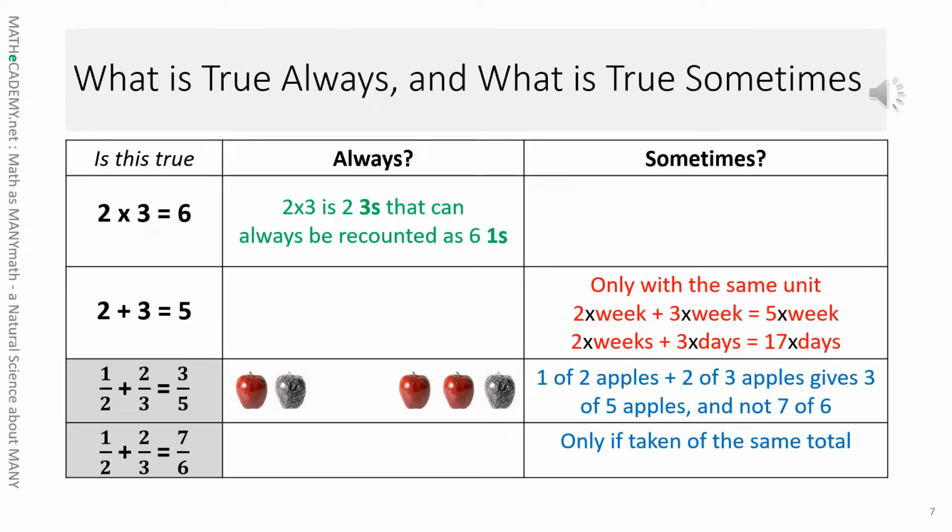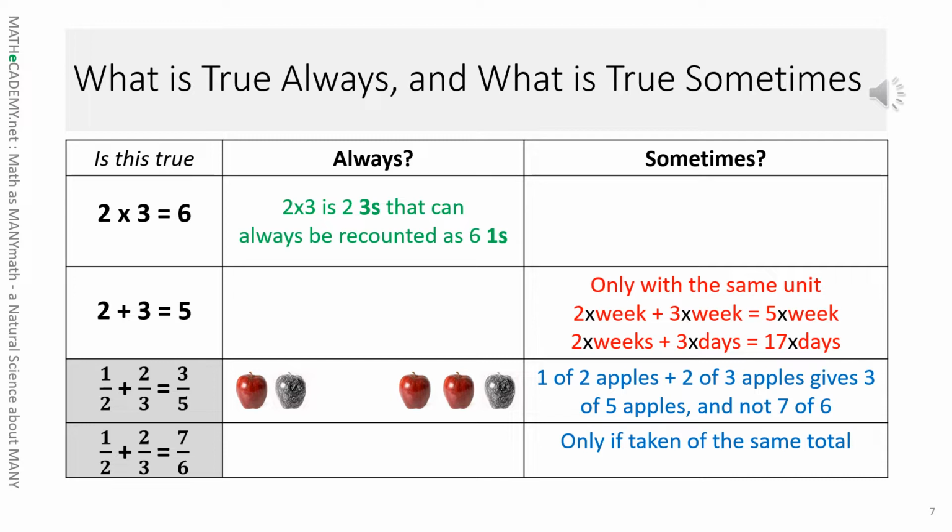We ask, is this true always, or sometimes? 2 times 3 is 6. It is true always, since 2 times 3 is 2 threes, that can always be recounted as 6 ones. So it holds. 2 plus 3 is 5. Well, 2 weeks plus 3 weeks is 5 weeks, but 2 weeks plus 3 days is 17 days. It is true sometimes, since it is only valid with the same unit.